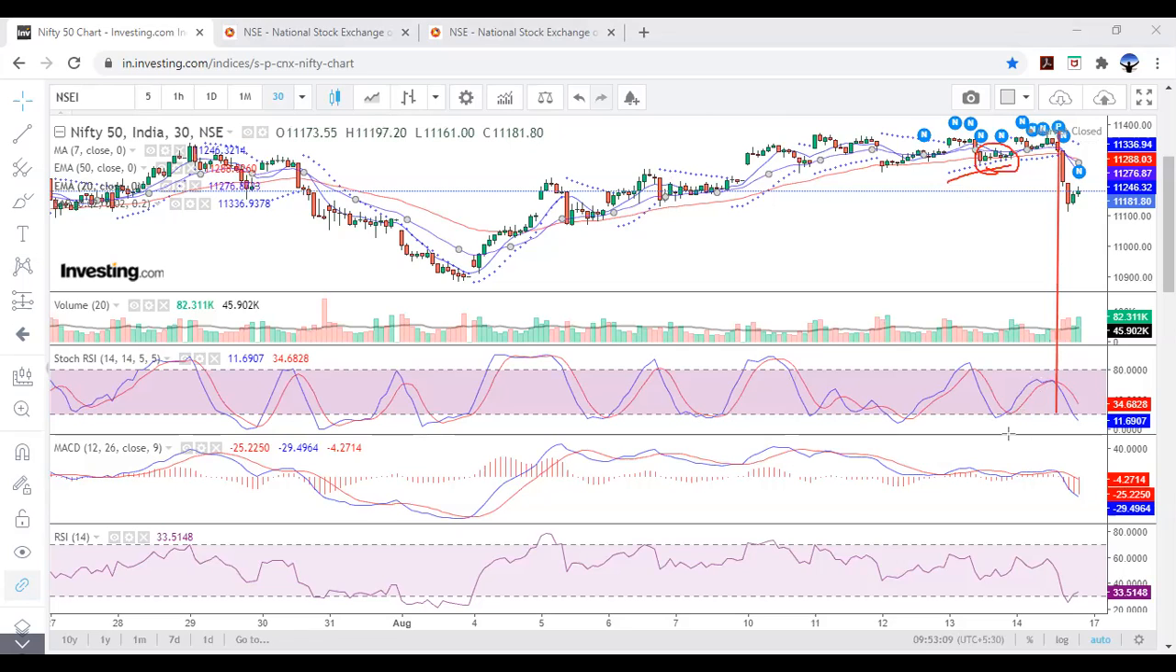Same situation here. At this line, you can take position because the moving average also supports it, and the stochastic RSI also tells it is not overbought, so you can take a buy position easily with the support of this parabolic SAR.